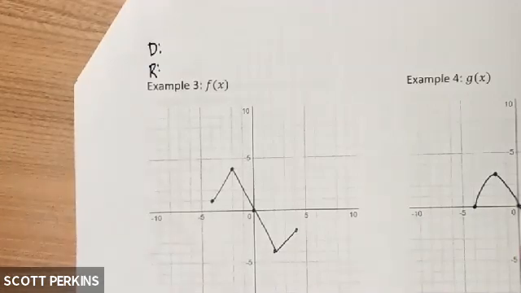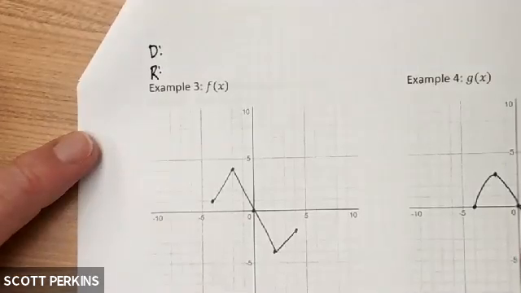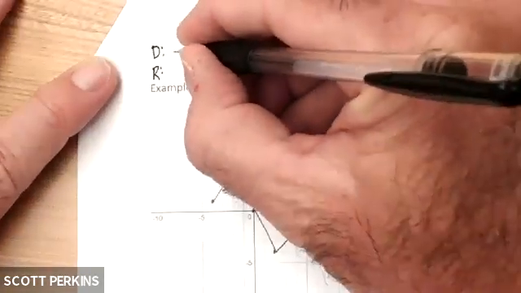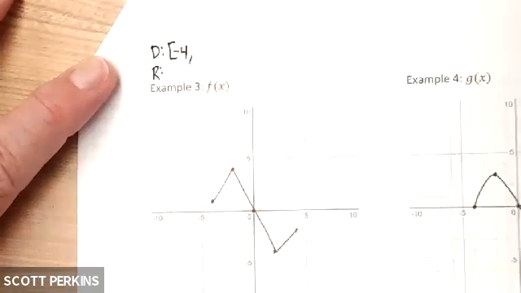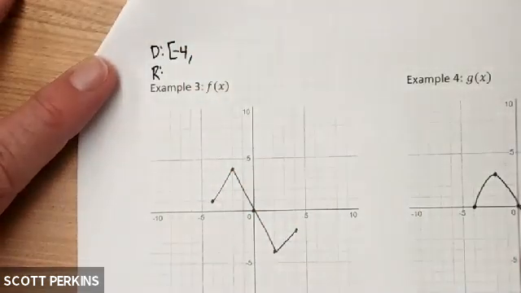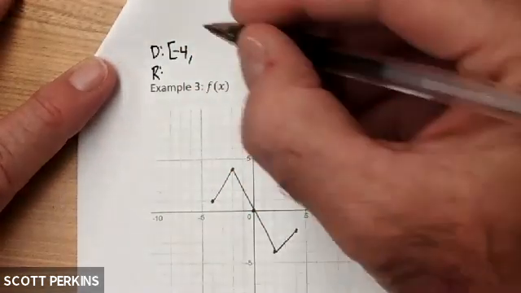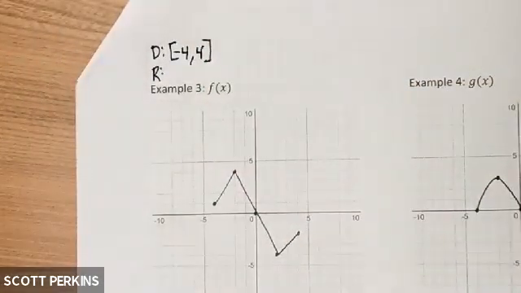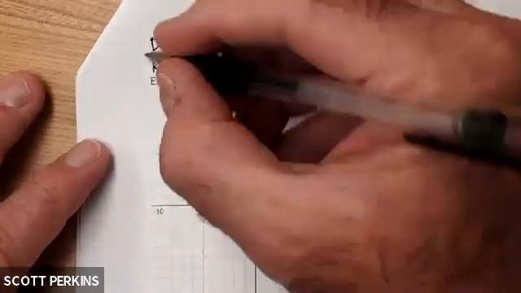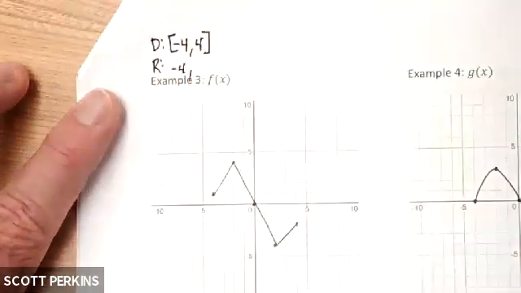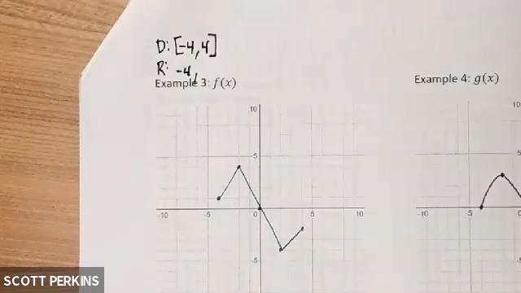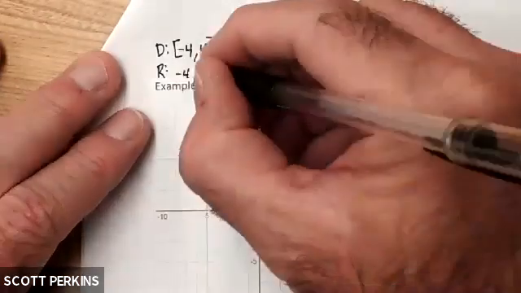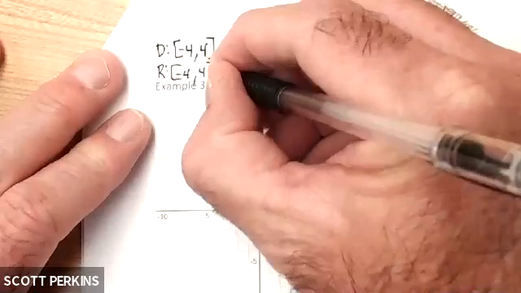All right, domain, x values, left and right. How far left does this graph go? -4. And how far right does this graph go? +4, yes. And then the range, y values, how far down does this go? Again, -4, I wasn't super creative, I guess. And then how far up does it go? Awesome, well done.